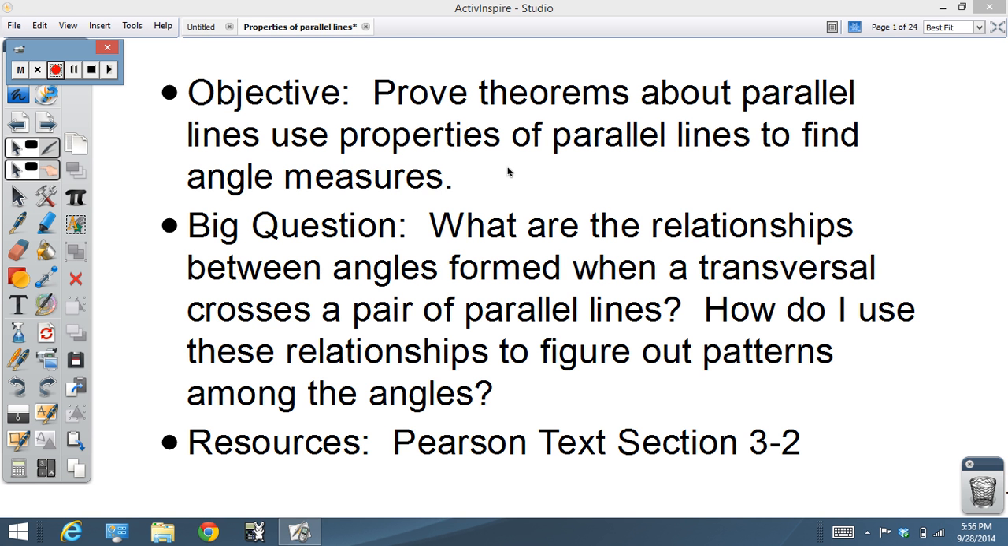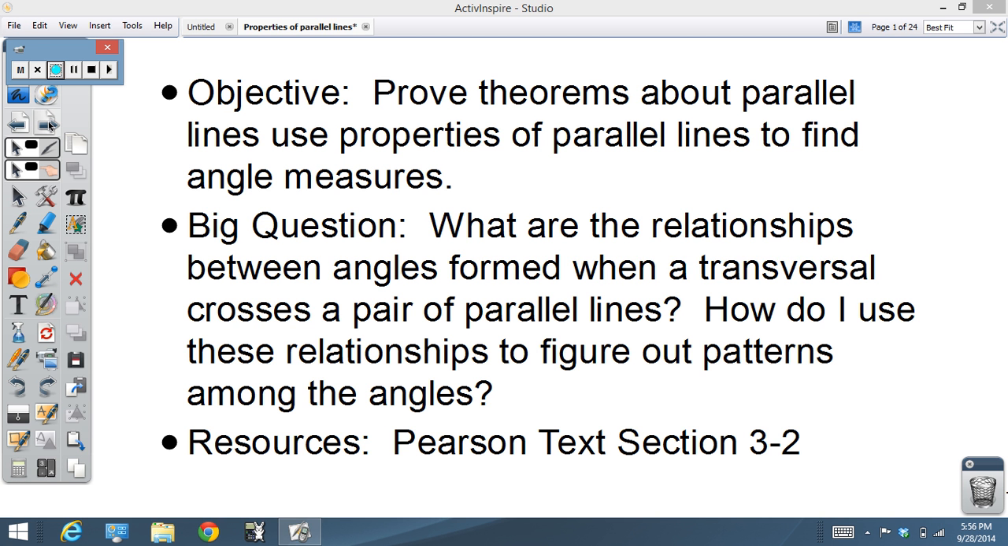Our lesson today involves proving theorems about parallel lines and using properties of parallel lines to find angle measures. We'll be pulling this out of our textbook, section 3.2, and looking at some of the things that happen when lines are parallel. We're going to go heavily into what we did yesterday, okay? So this draws on that very much.